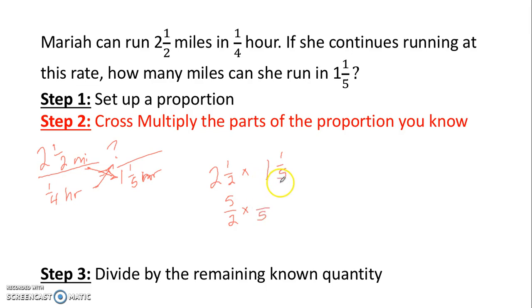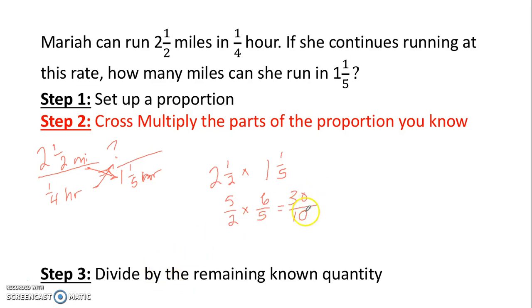1 times 5 is 5, plus 1 is 6. All right, so now we just go right across. 5 times 6 is 30, and 2 times 5 is 10. So 30 over 10. Okay, and then it's going to say, step 3, divide by the remaining known quantity.